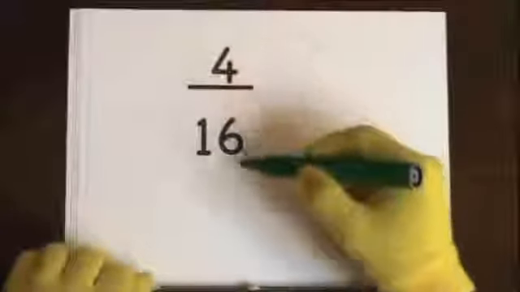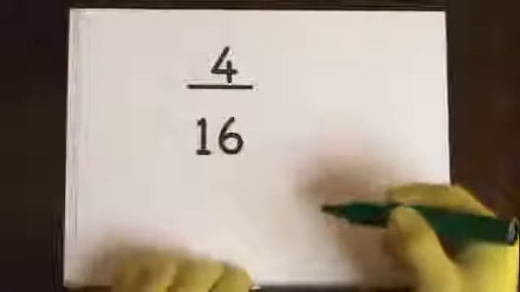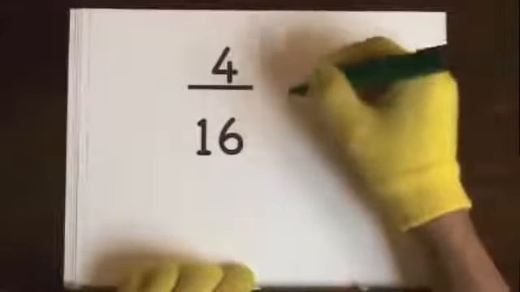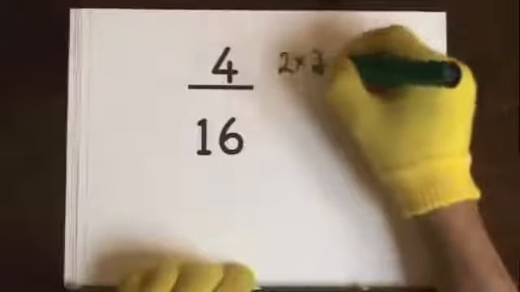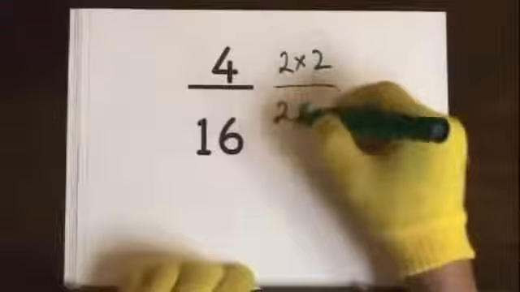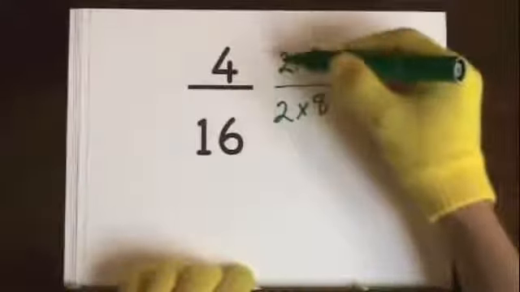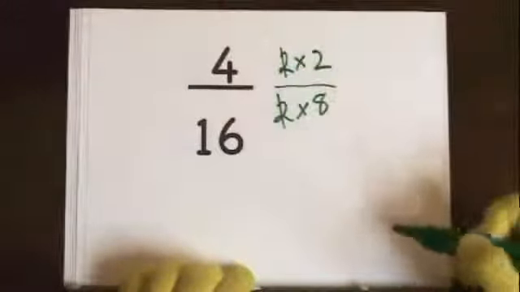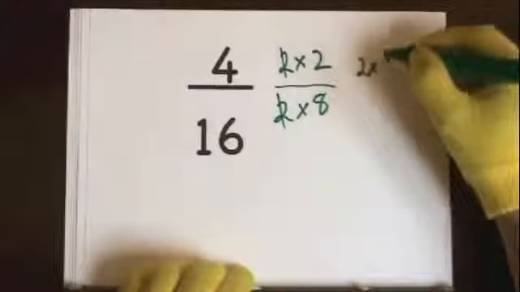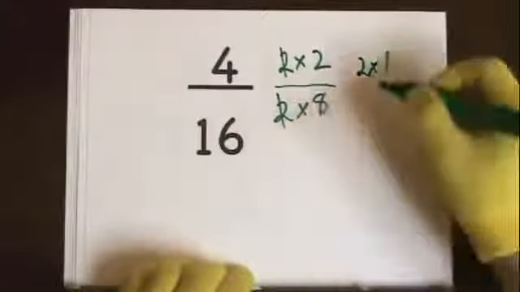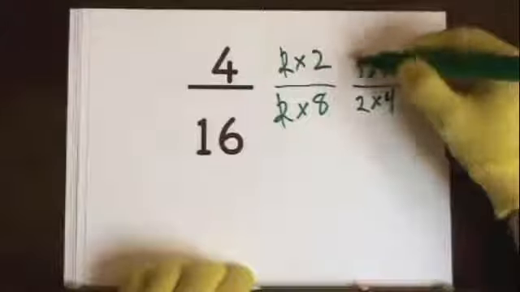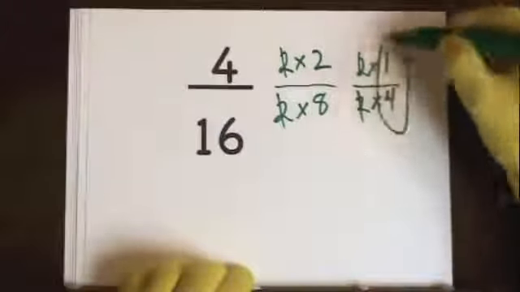Next up, 4/16. They're both even, so we'll just think of 4 as 2 times 2, and we'll think of 16 as 2 times 8. Cross out the like factors, and we're left with 2/8. But you can separate 2 into 2 times 1 and 8 into 2 times 4. Cross out the like factors, and you're left with 1/4.